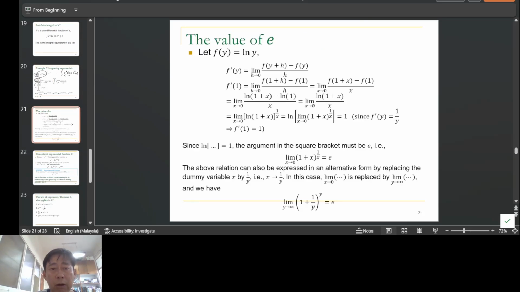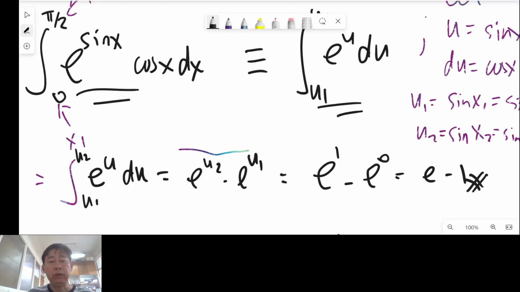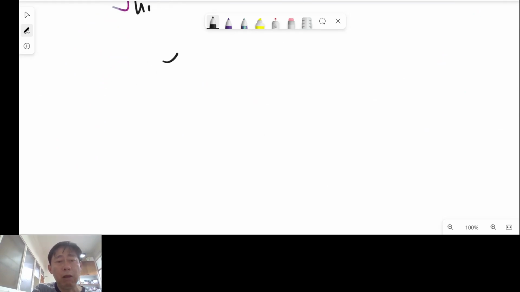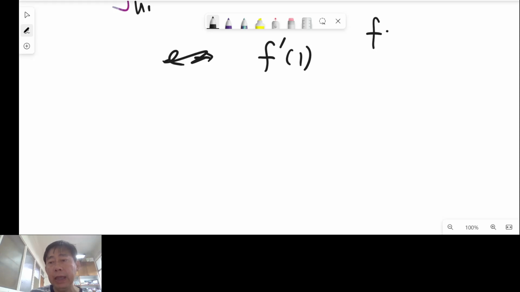The next thing we want to talk about is how to numerically obtain the value of the natural number e. The trick is actually quite simple. In order to obtain the numerical value of e, what you need to do is to calculate the derivative f prime at the value of 1, where the function f of y is defined as the log of y.